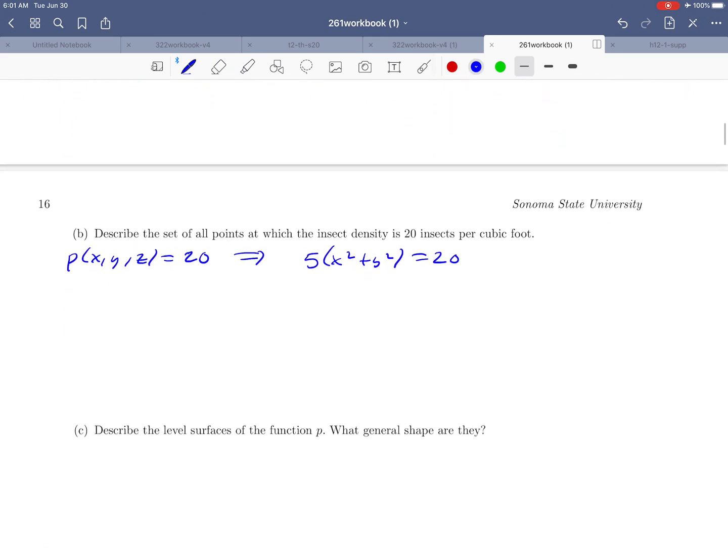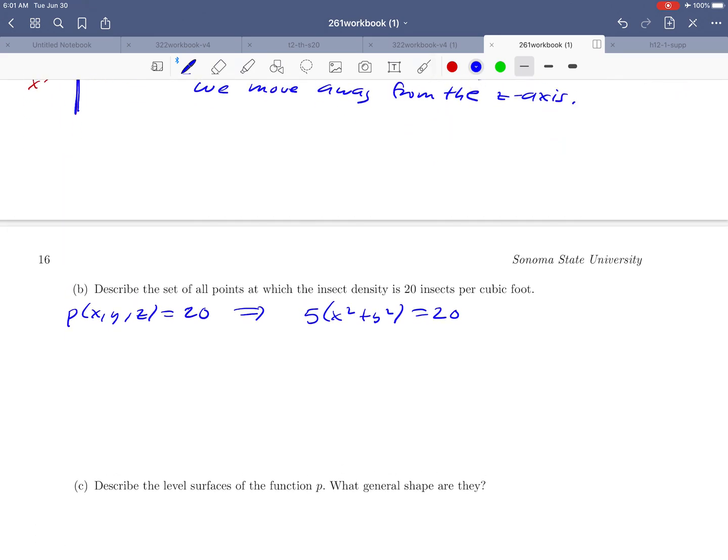Let's scroll up now so that we've got all of our space, and we can work with this equation a little bit. Divide both sides by 5, and we're going to get x squared plus y squared equals 20 over 5, which is 4. What is that the graph of in three-dimensional space? Well, that's actually a cylinder of radius 2. It's one of the surfaces that we looked at the very beginning of this section, centered along the z-axis.